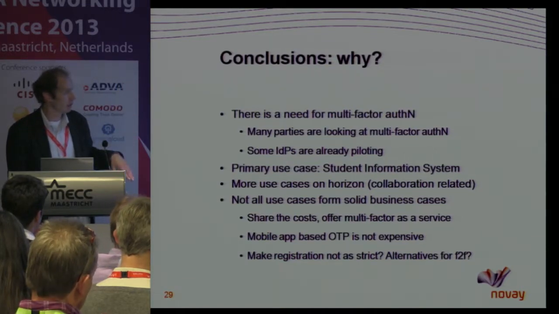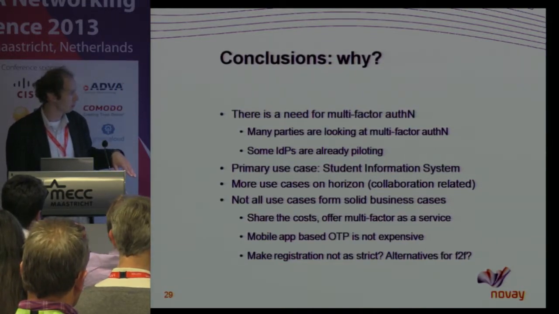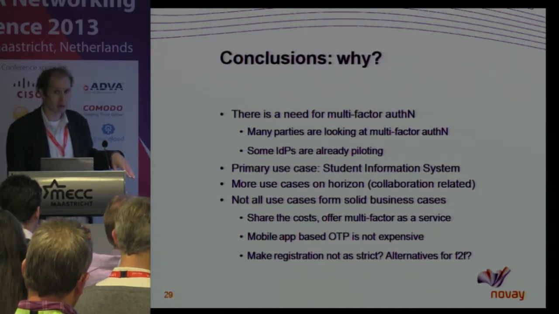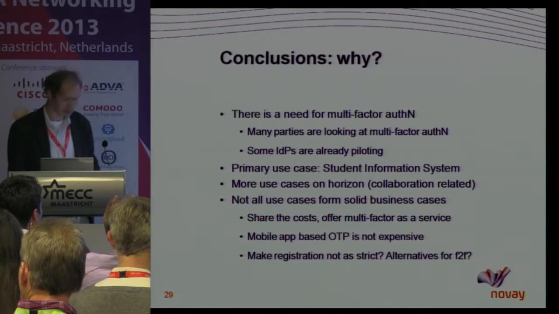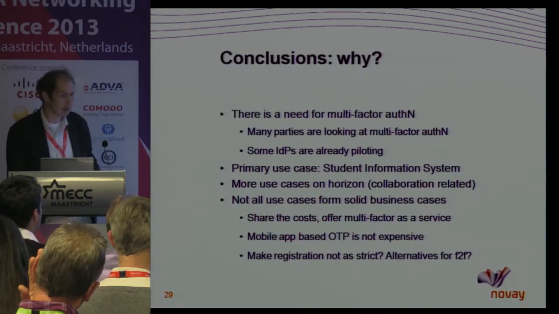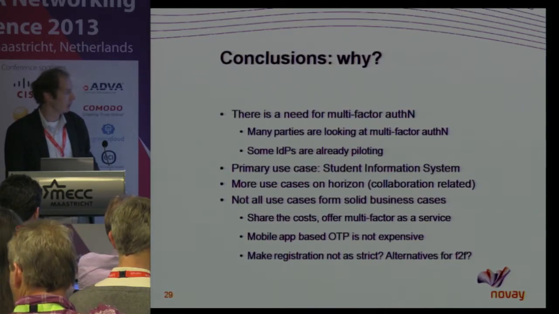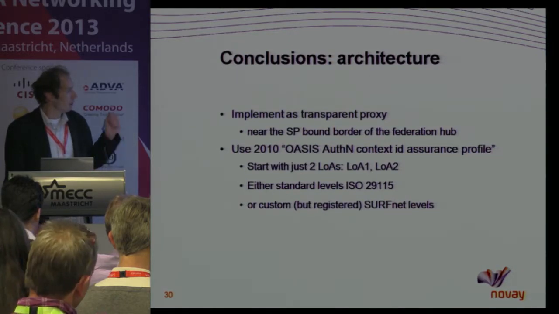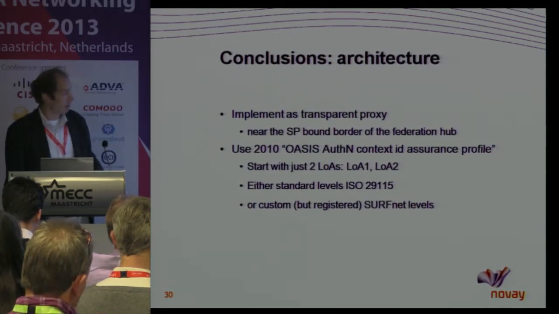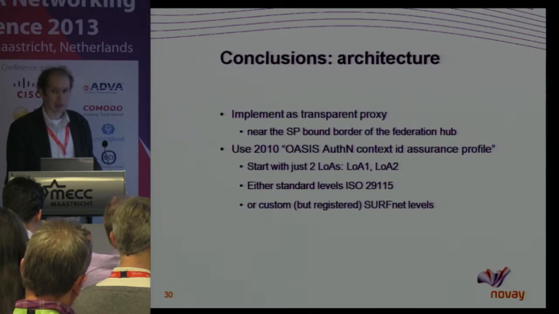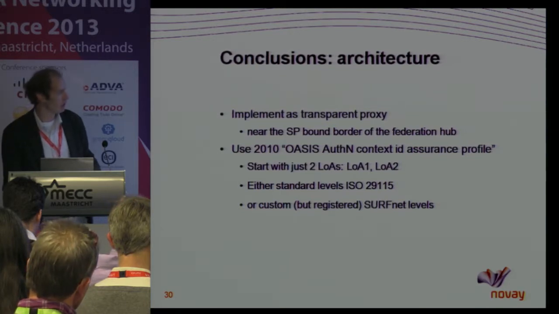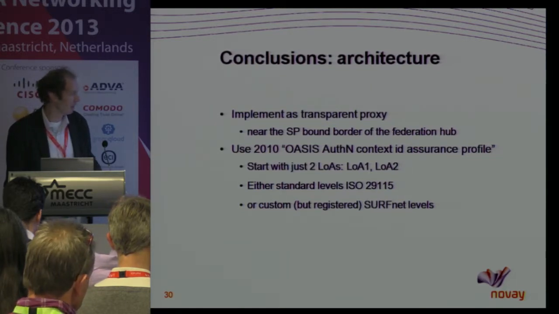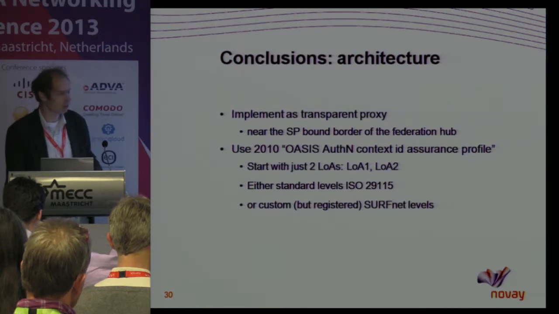The primary use case seems to be student information systems at this point. But there are more use cases on the horizon where service providers are dealing with privacy-sensitive data, especially within research collaborations. And I've already mentioned this last point here. Architecture-wise, it makes sense, especially in a hub-and-spoke federation, to implement this as a transparent proxy near the service provider-bound border of the federation hub, obviously. But I think in a mesh federation, this would work as well.